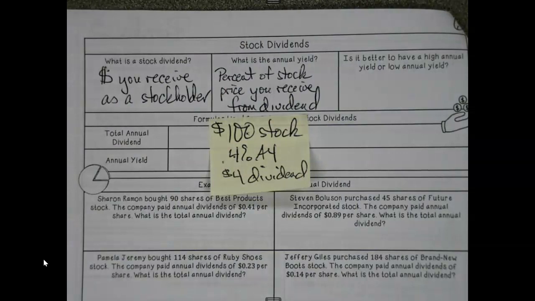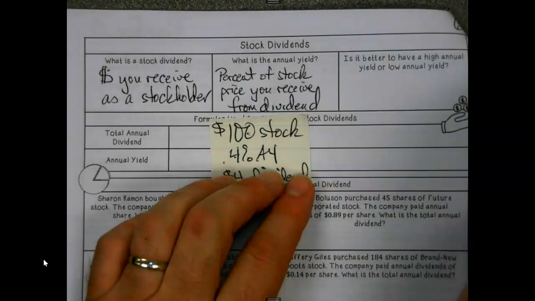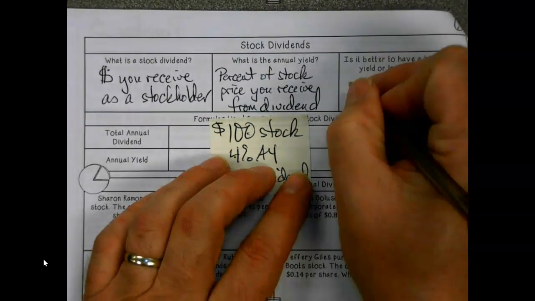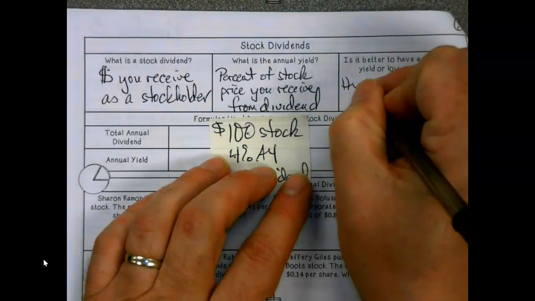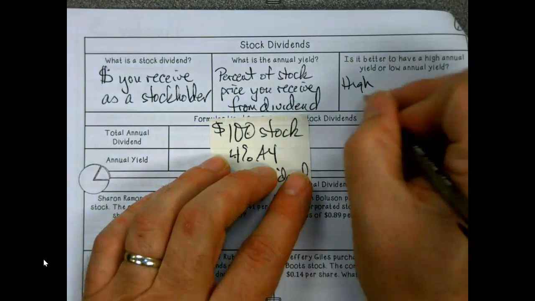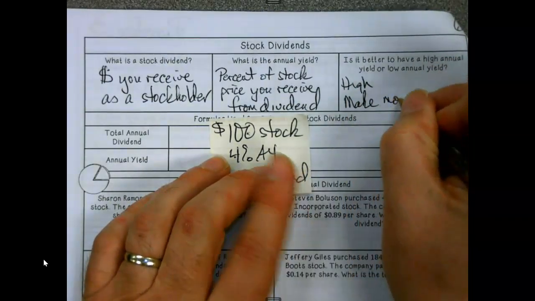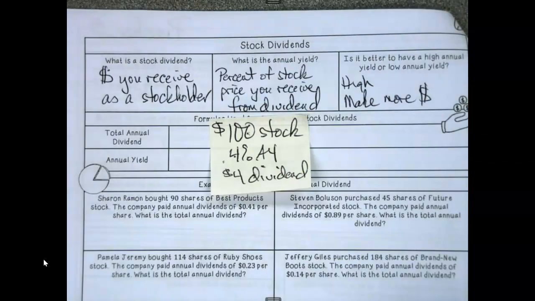Those numbers can go up and down, and if your stock goes up, your dividend could go up. Now, if your stock goes down, your dividend value could go down. It's a little bit more of a risky proposition. So here, this is kind of a duh question. Is it better to have a high annual yield or a low? Well, high, because I'm going to make more money from that. Just common sense here.